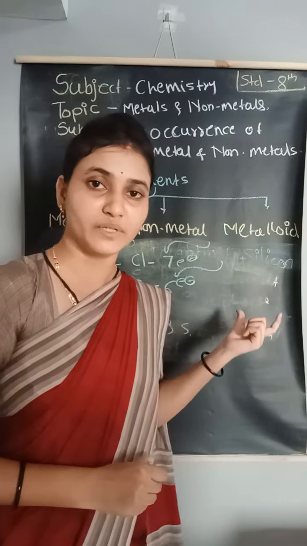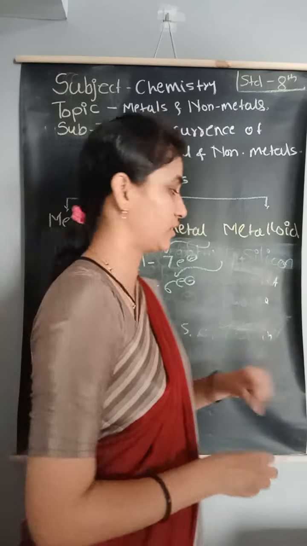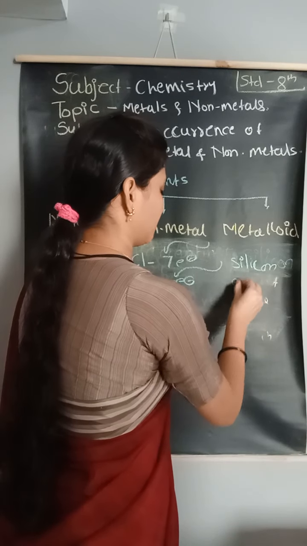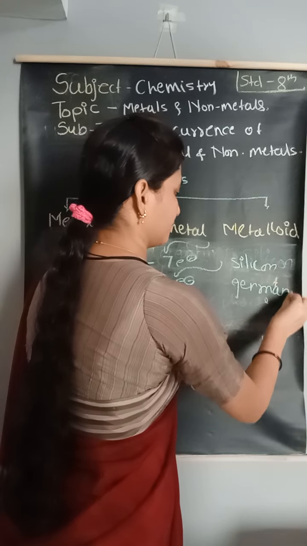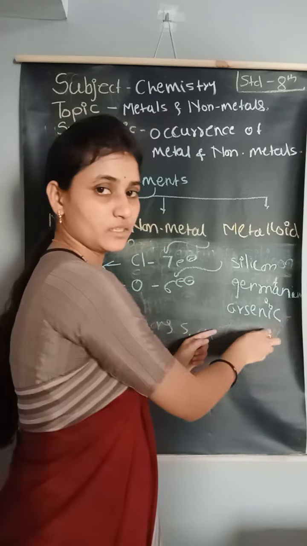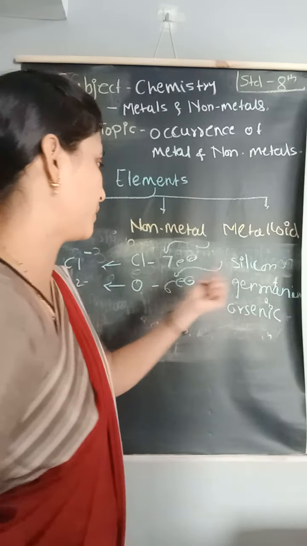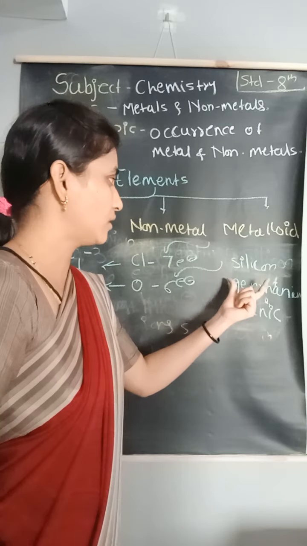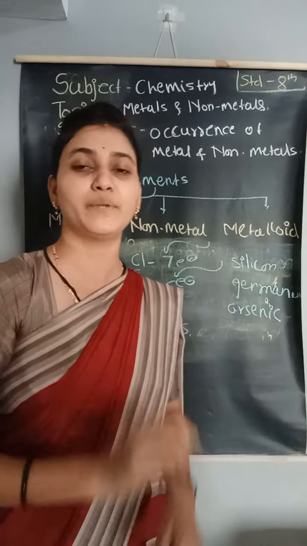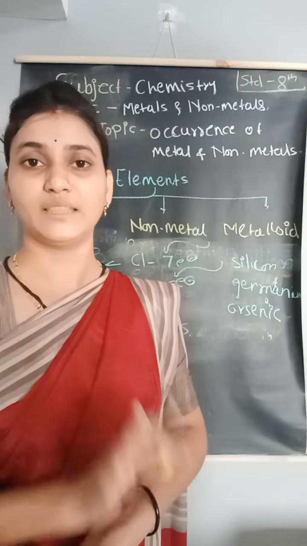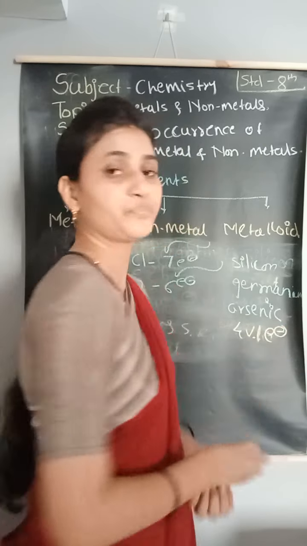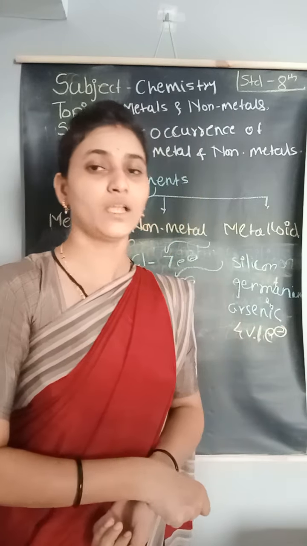Those are the non-metals. After that, what are the metalloids? Examples of metalloids are silicon, germanium and arsenic. From the electronic point of view, the metalloids have 4 valence electrons in their last shell.